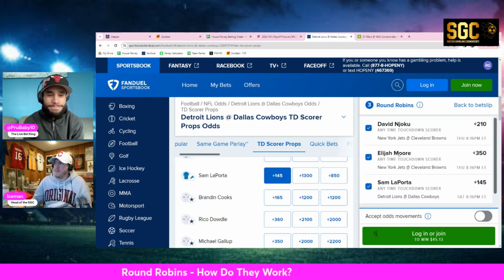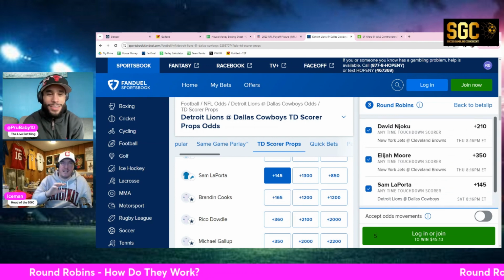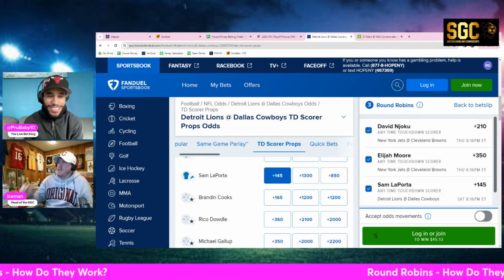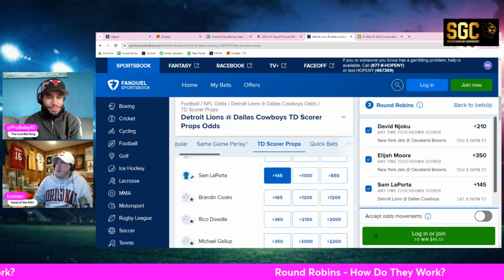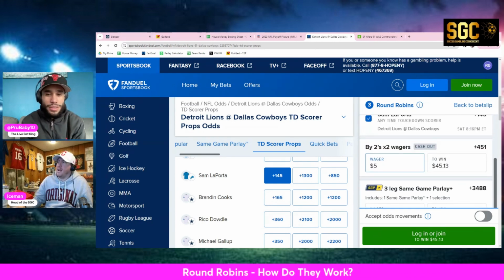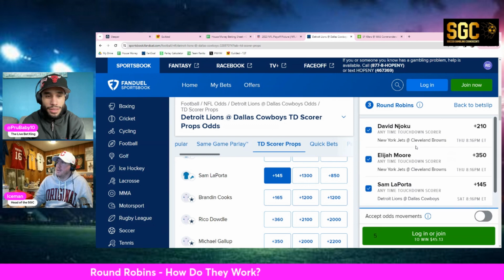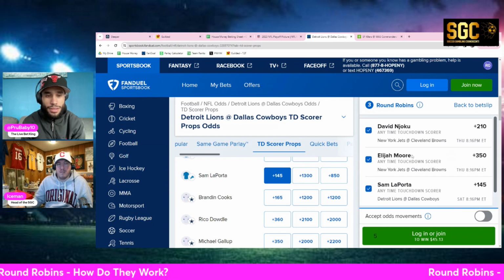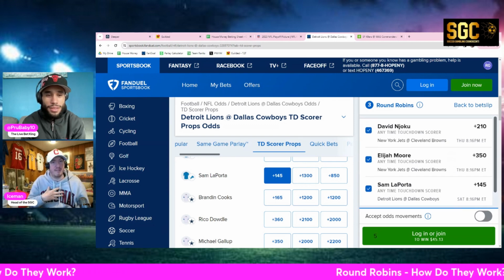And you might think, and this is where it catches people out on FanDuel, because they assume that if Njoku and Moore, if I place this bet and Sam Laporta doesn't hit, but Njoku and Moore both do, then I think some people will think that they've won.